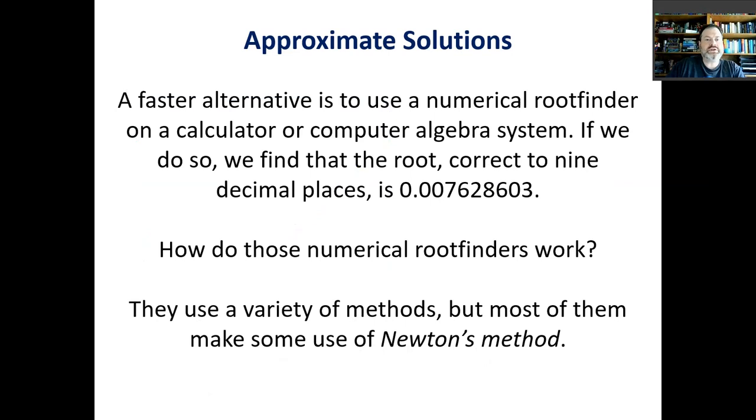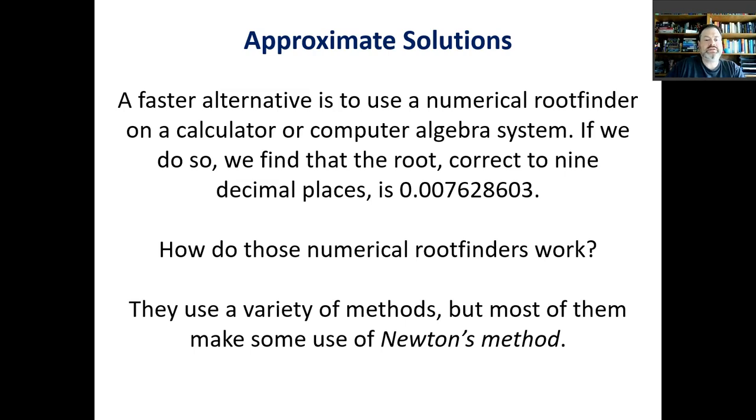So a faster alternative is to use a numerical root finder on a calculator or computer algebra system. So those root finders exist. Now you're not allowed to use it on the test. You have to use the method I'm going to show you. Again, if you want to program it into a calculator, that's fine. So it turns out, correct to 9 decimal places, the answer to that problem is 0.0076286603.